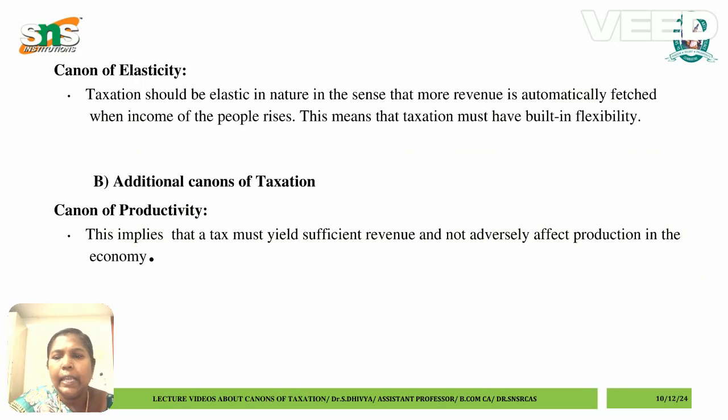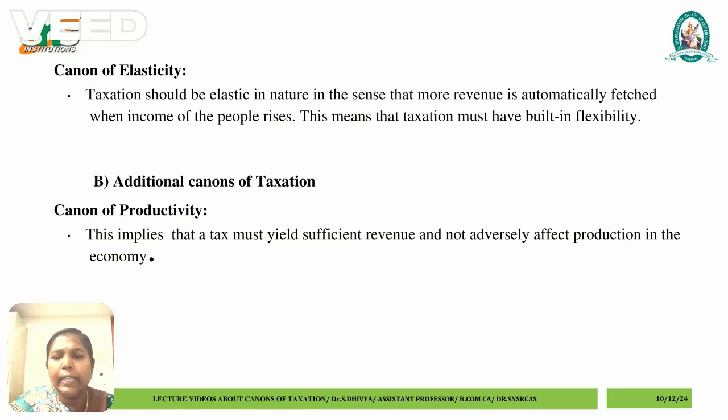Next we see the canon of elasticity. Taxes should be elastic in nature. That means revenue automatically rises when the income of the people rises. This means the taxation must have built-in flexibility.